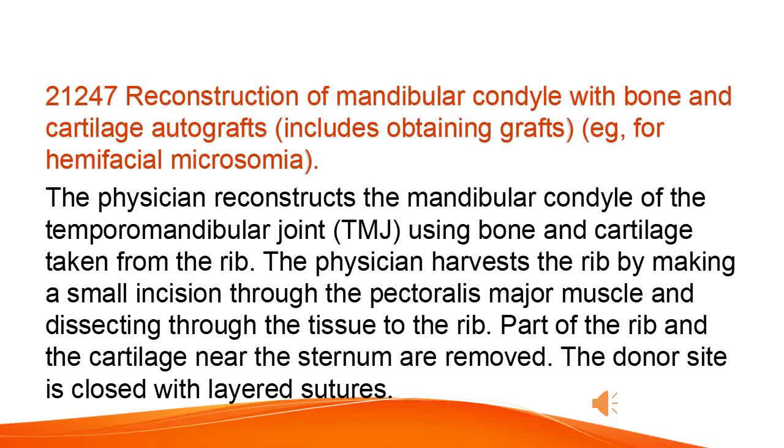Reconstruction of mandibular condyle with bone and cartilage autografts includes obtaining grafts, e.g., for hemifacial microsomia. The physician reconstructs the mandibular condyle of the temporomandibular joint, TMJ, using bone and cartilage taken from the rib. The physician harvests the rib by making a small incision through the pectoralis major muscle and dissecting through the tissue to the rib. Part of the rib and the cartilage near the sternum are removed. The donor site is closed with layered sutures.